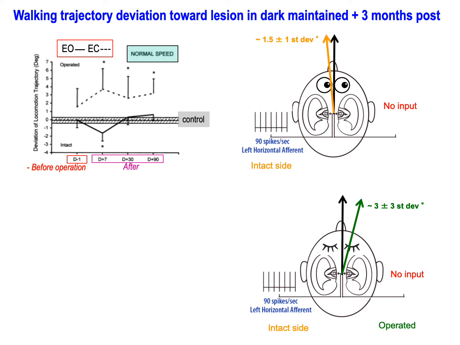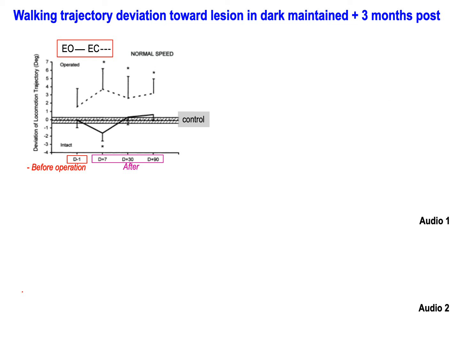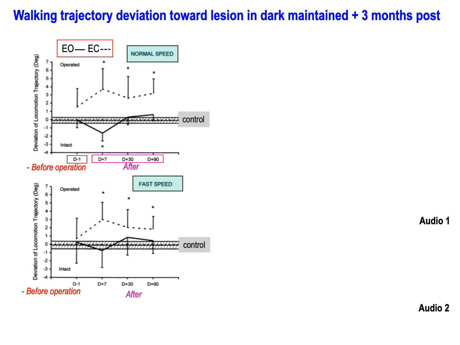So even though there's no input in terms of the vestibular side, it looks like they're trying to correct for these types of deviations, and that's why they're moving more towards that operated side when they have no visual information to guide their behavior. Not only at a normal speed, but also at a fast speed. So I thought I'd also highlight some of their findings here.